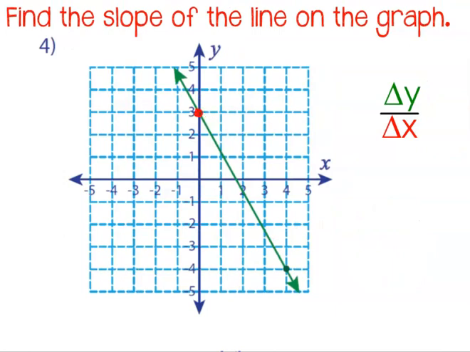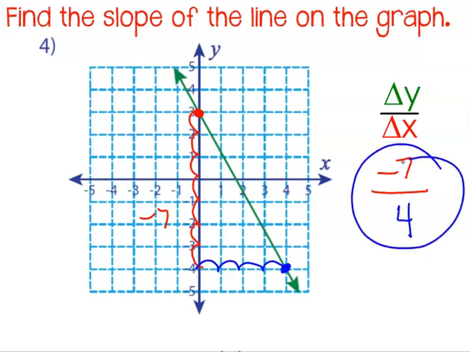I'm going to start up here at 3. I'm going to count down to this blue point there. My delta y, or my rise, is -1, -2, -3, -4, -5, -6, -7. So -7 is my numerator, and +1, +2, +3, +4 is my denominator. This graph has a slope of -7/4, which makes sense because the line is decreasing or going downhill, so it should have a negative fraction.